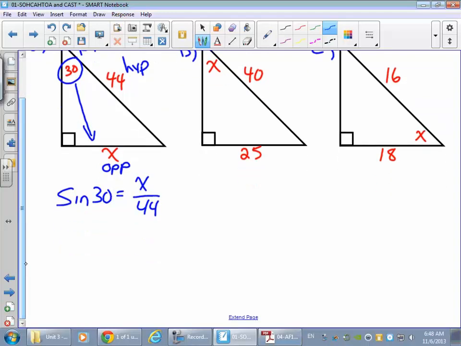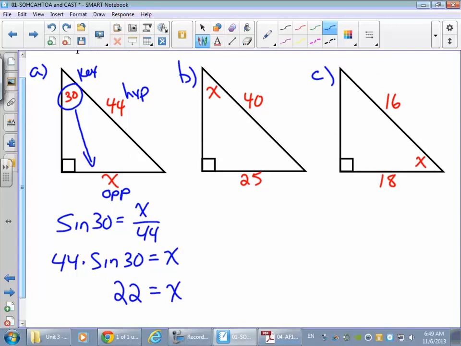Now, as I would with any other equation, I have a division by 44. I need to multiply both sides by 44. I will have cancellation on the other side. And that's going to be 22. Now it's important to recognize the 44 is multiplied by sine of 30. Don't multiply the 30 by the 44 and then try to find sine of that. You will get the wrong answer.